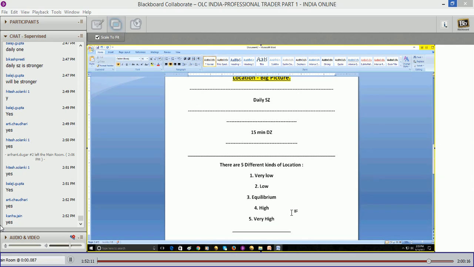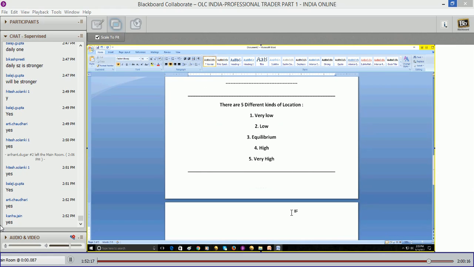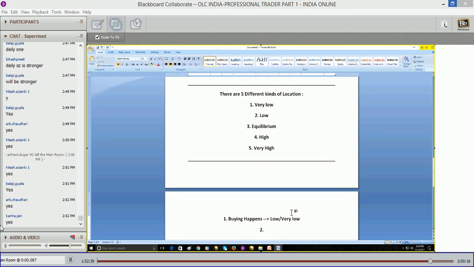Two points to always remember, friends. Point number 1 says that buying happens only in the low or the very low of the curve. Second, selling happens on the high and very high of the curve.